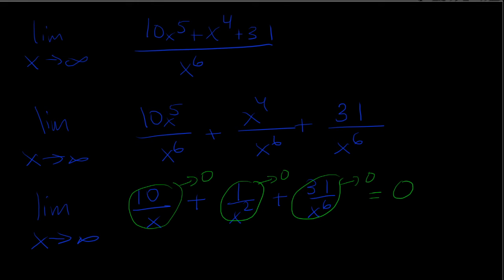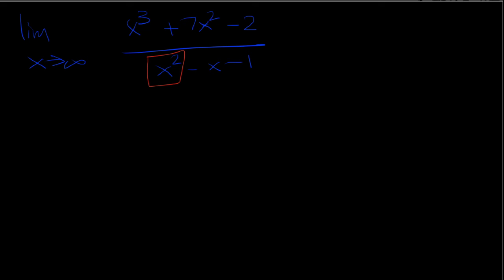Okay. Next, I want to be looking at what happens if the numerator has a higher degree than the denominator. I have the limit as x approaches infinity of x cubed plus 7x squared minus 2 over x squared minus x minus 1. Here, I'm still going to be looking at the highest term in the denominator, which again happens to be x squared. So I can multiply everything by 1 over x squared.